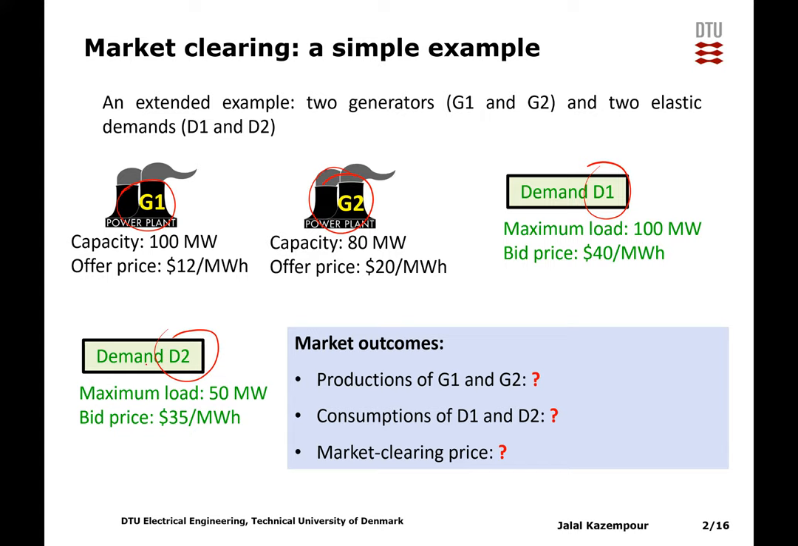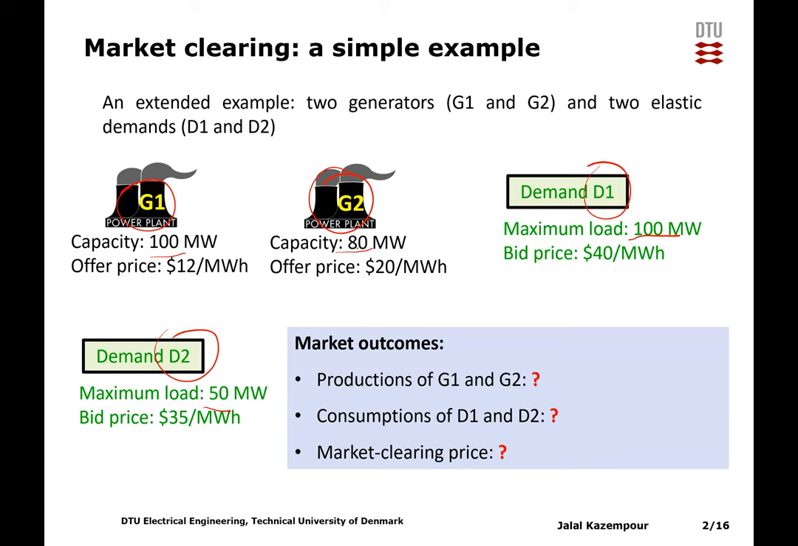Yes. Thank you, Raquel. Exactly. So here, yes, exactly. Thank you, Peter. Thank you, Sahand. Yes, exactly. The total demand is 150 and the total installed capacity is 180. So we can't fully supply the demand. There is no network. Exactly.